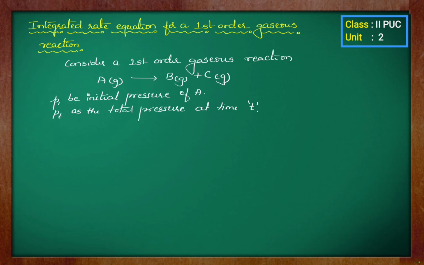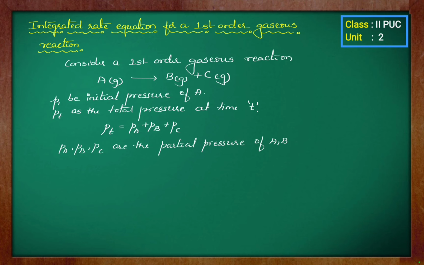So this total pressure Pt at any time will be the sum of pressures of reactant A and products B and C. So units will be in terms of units of pressure. Here PA, PB, PC are the partial pressures of A, B and C respectively.